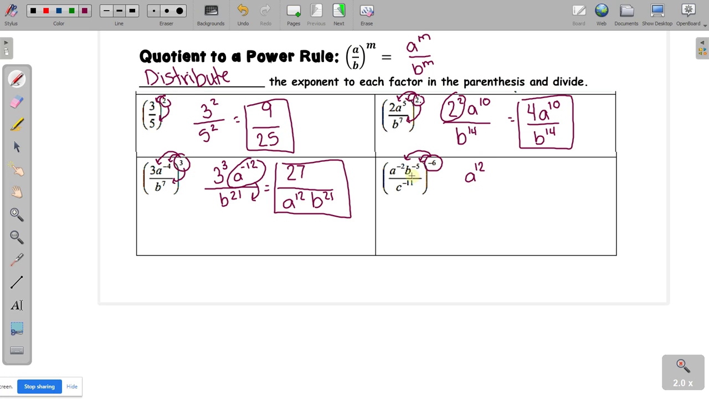Distribute it to our B. B to the negative 5th raised to the negative 6th. Negative times a negative is a positive. 5 times 6 is 30. So B to the 30th. Distribute it to the bottom here. C to the negative 11th raised to the negative 6th. Negative times a negative is a positive. 11 times 6 is 66. So C to the 66. A, B, C, there's no like terms, so that is our answer.